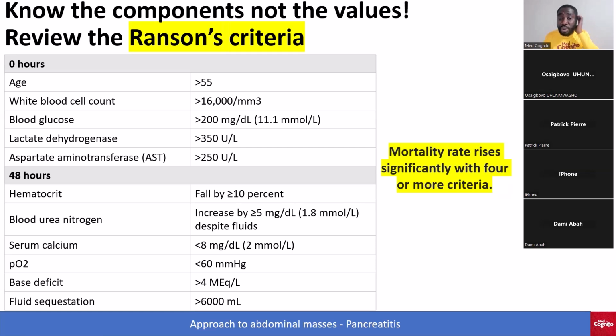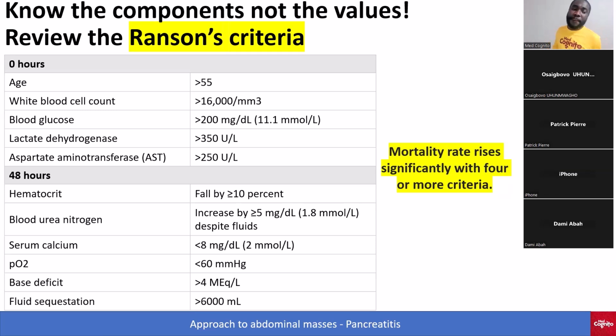If glucose is more than 11.1, it can go to badness. If LDH is more than 350, it can go to badness. And if AST is more than 250, it can go to badness. Now, what about 48 hours after that? What are the features we use to assess whether this pancreatitis is going to get worse or not?